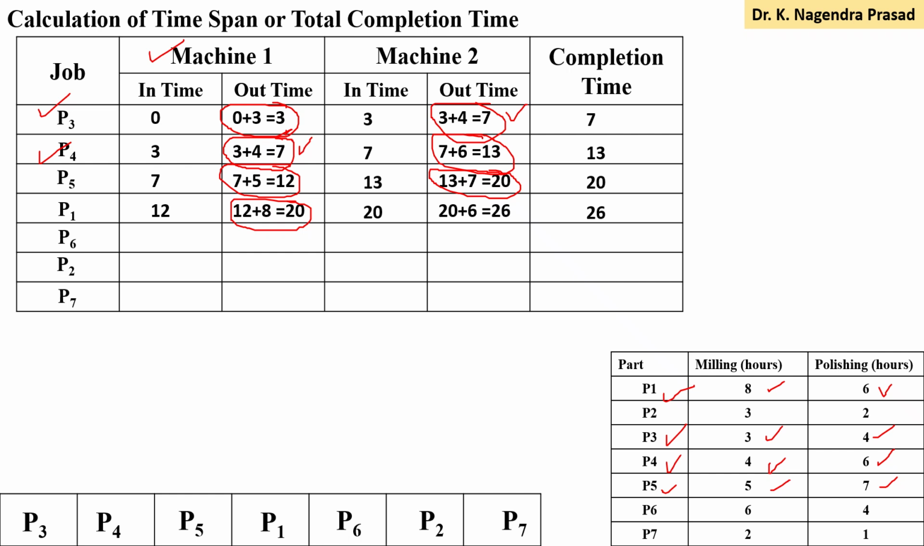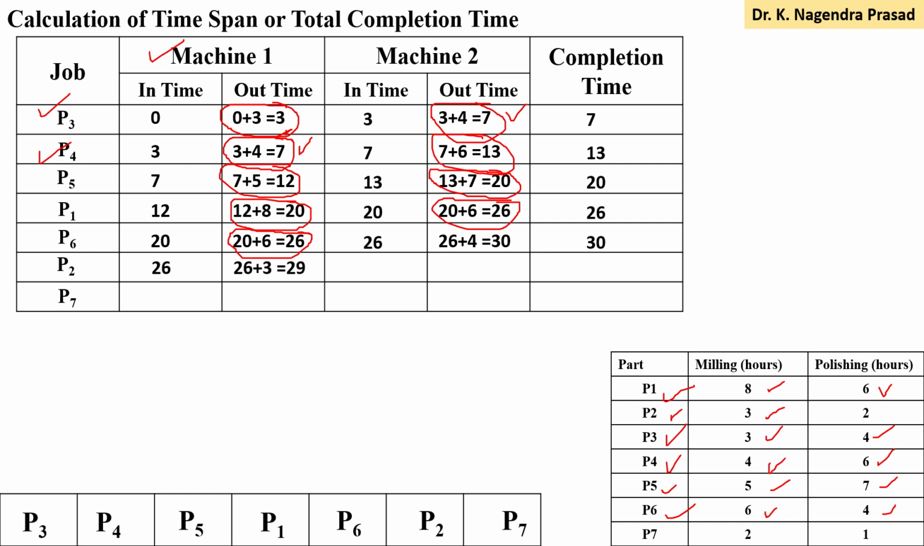Next part 6, in time for machine 1 is 20, and out time is 20 plus 6 which is equal to 26. Next, in time on machine 2 is 26 and out time is 26 plus 4 which is equal to 30, and total completion time is 30. Next for part P2, here in time is the out time of the previous job, that is 26, and processing time is 3. So 26 plus 3 is equal to 29.